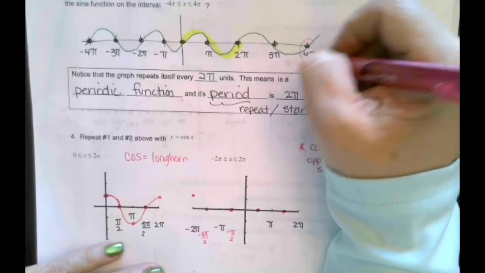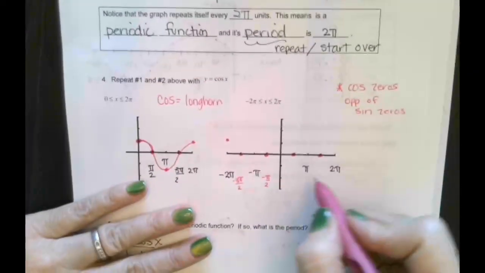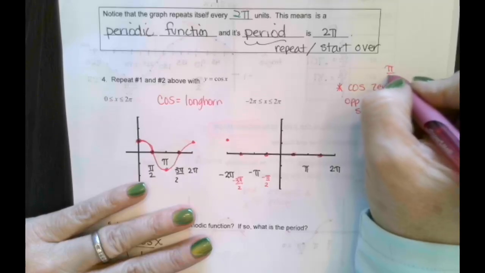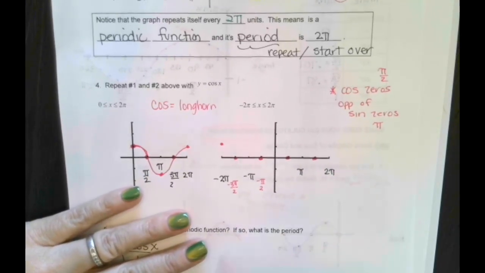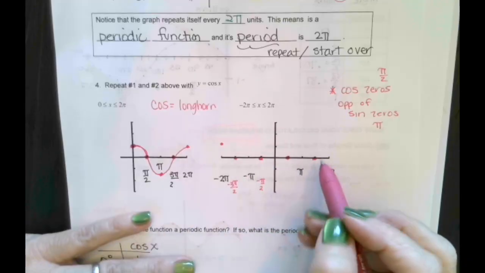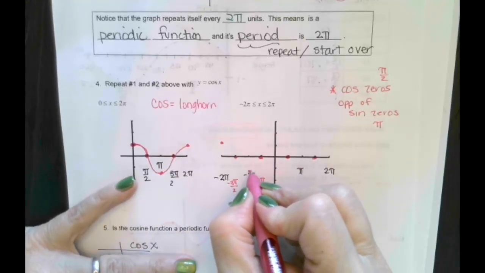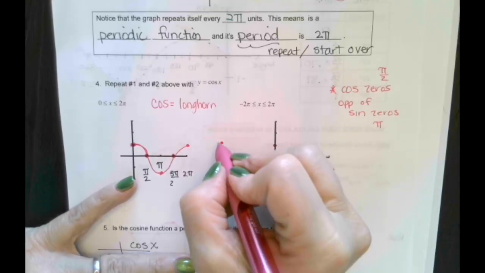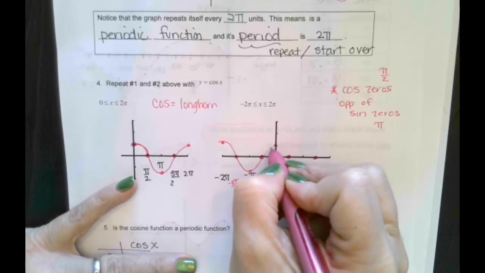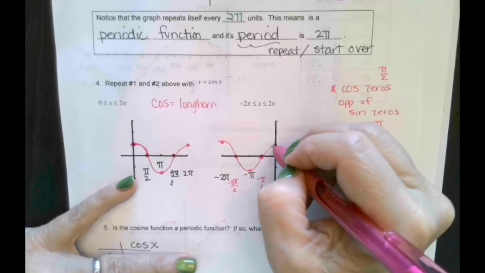Sine zeros happen on the pi value. Cosine values happen on the pi over 2 value. So really important. So my zeros are going to happen here on my cosine graph. So my negative, I'm going to come back up to positive, and I'm going to come back down to negative. So now when I connect this curve, there's my longhorn. So I did that one right.